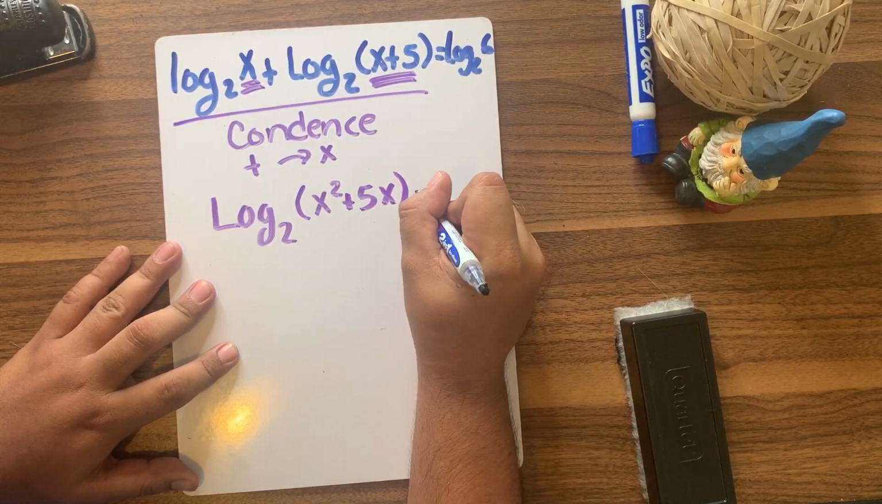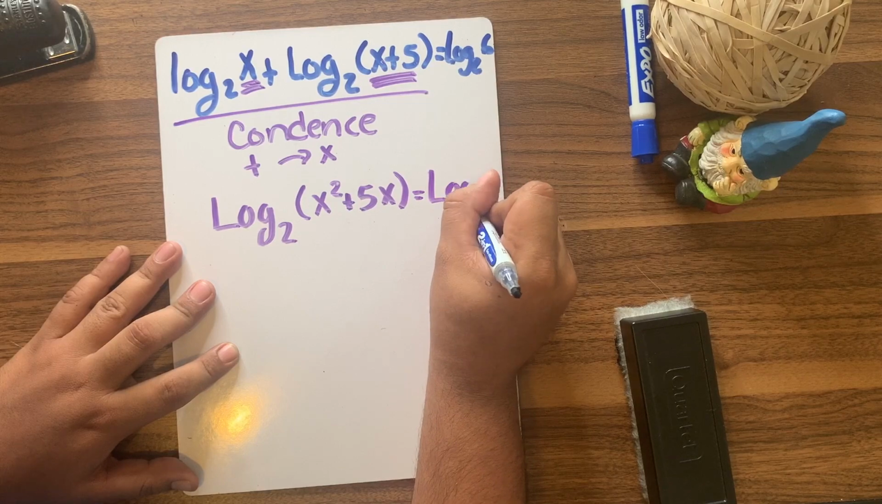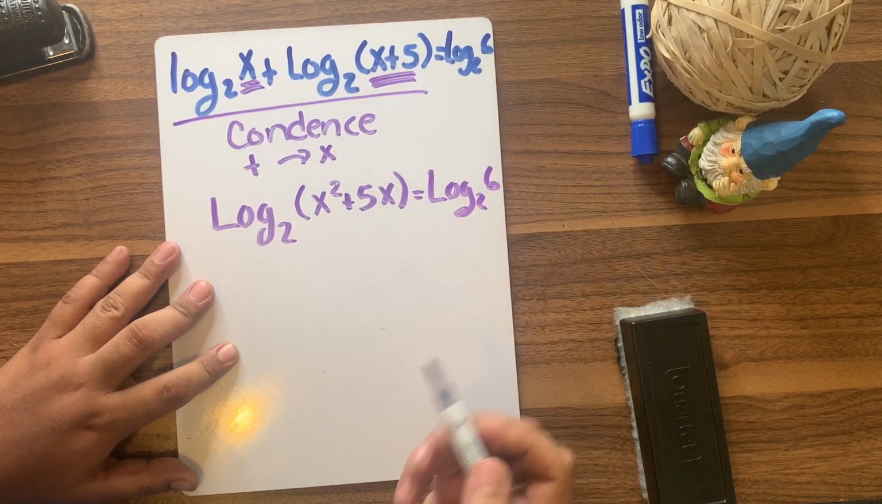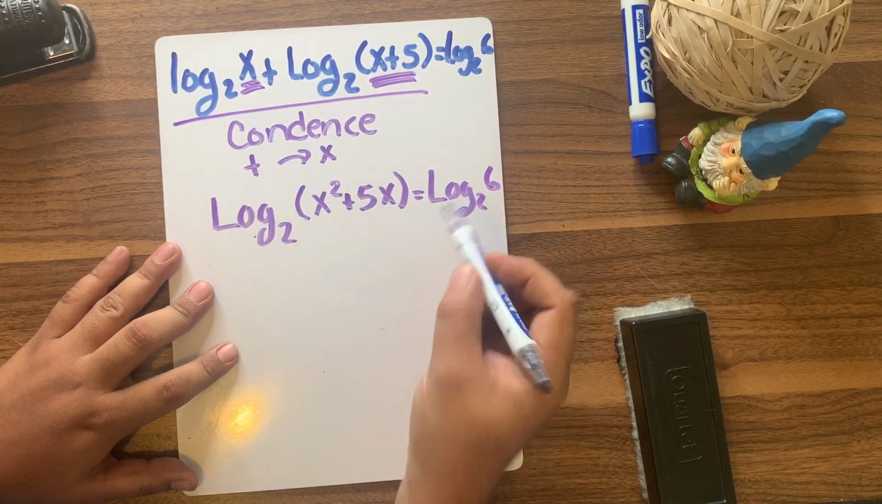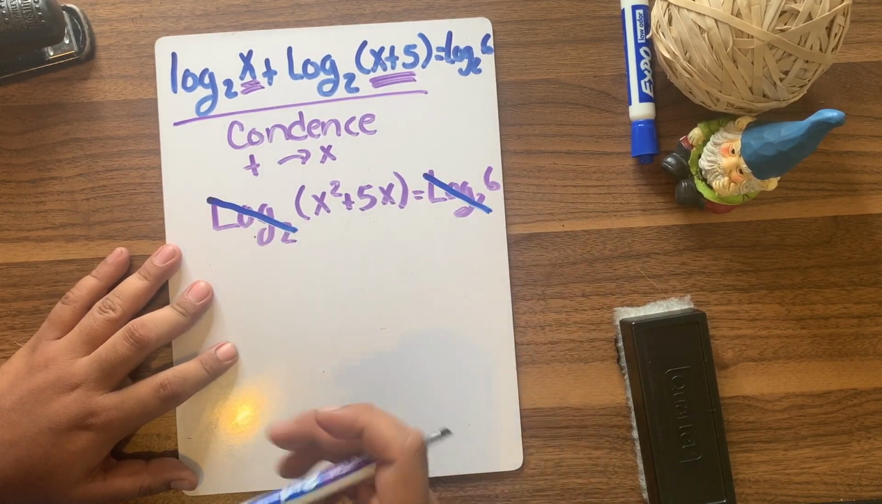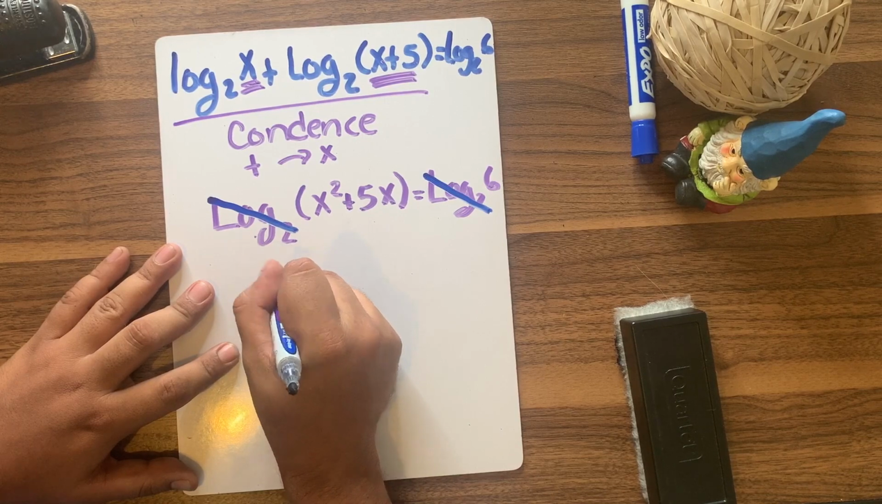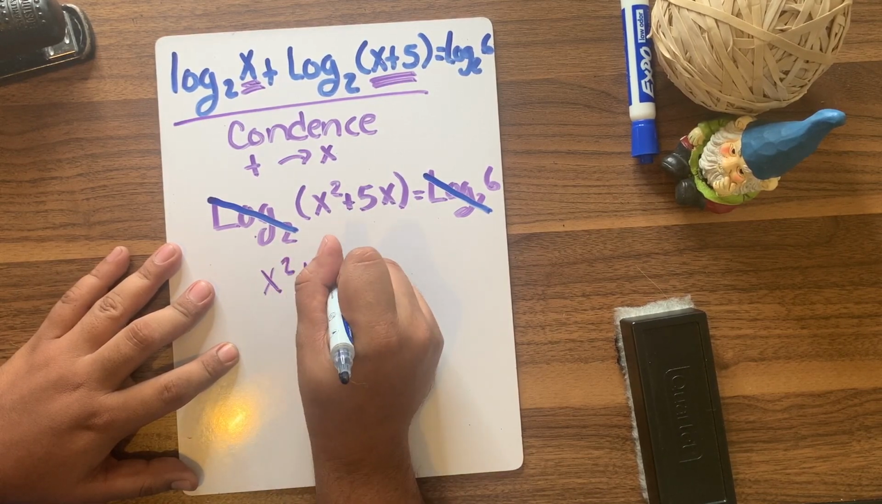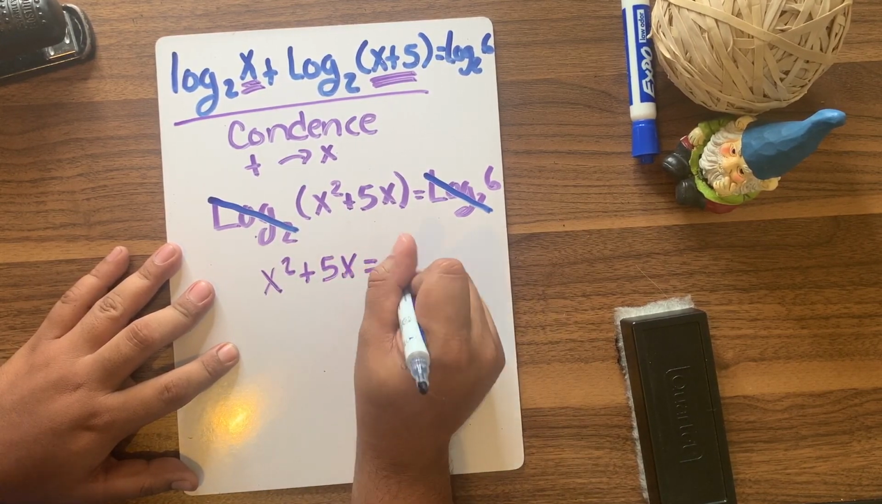And it's going to be equal to whatever the other side was, in this case log base 2 of 6. Now we do have a log equals a log, so they do cancel each other out. I don't have to do the base thing. And I end up with x squared plus 5x equals 6.